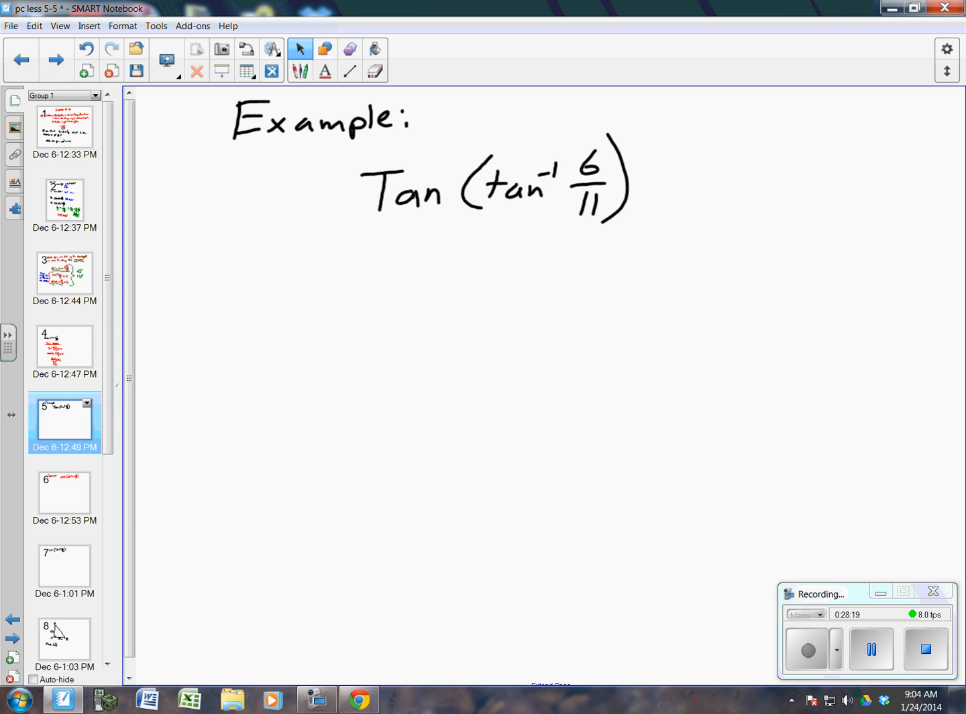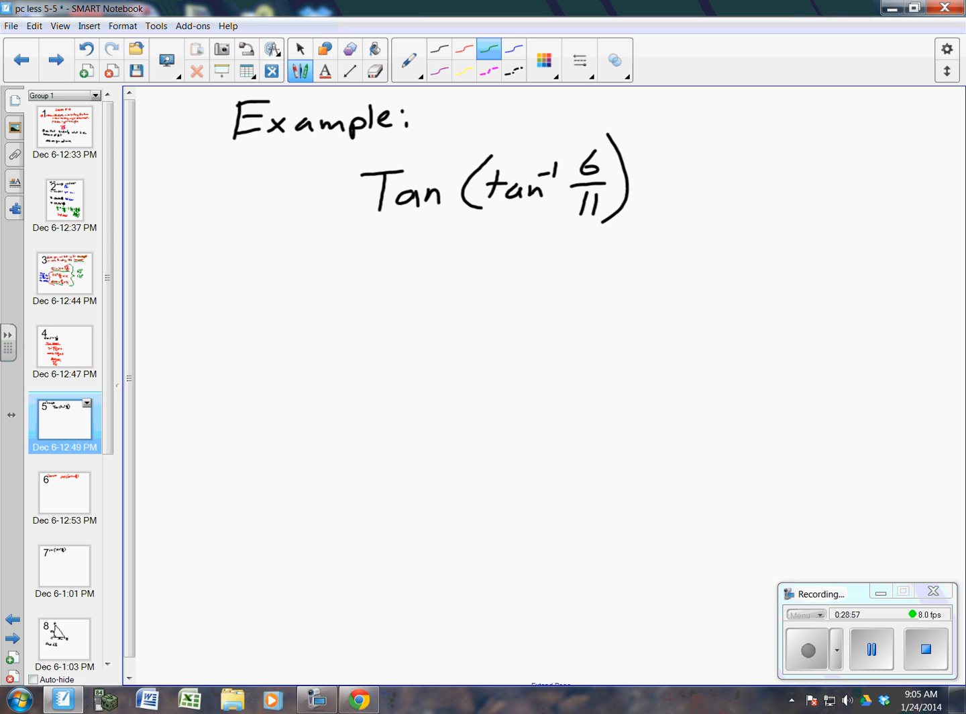0.545. I want you to divide 6 by 11. Tell me what you get. Okay. How many of you put in your calculator tangent of the tangent inverse of 6/11, and you got 0.545454? And then when you divided 6 by 11, you got 0.54, right? Why is that? Why'd you get the same answer whichever way you did it?